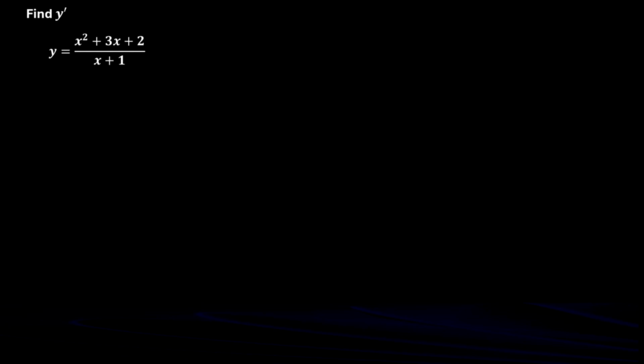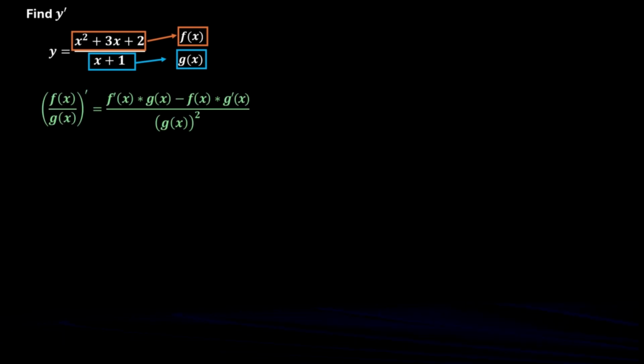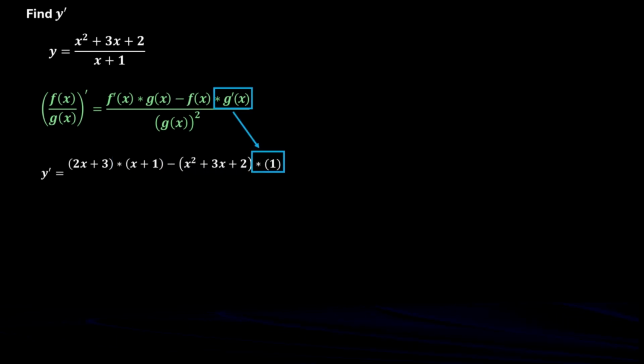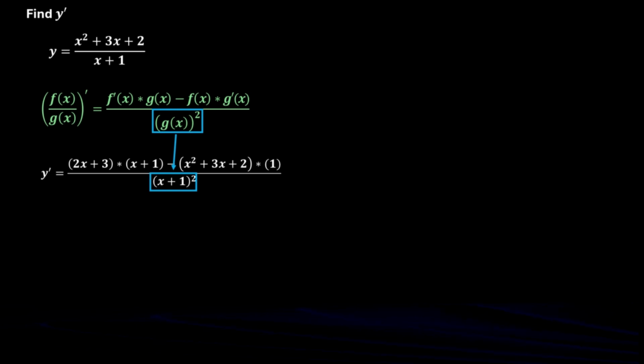For this next problem, let's find the derivative of y equals x squared plus 3x plus 2, all divided by x plus 1. Starting off, let's let f of x equal the numerator, and g of x can equal the denominator, as per usual. So to take the derivative of y, we'll need to use the quotient rule. We get the derivative of y is equal to the derivative of f of x, which is 2x plus 3, multiplied by g of x, minus f of x, multiplied by the derivative of g of x, which is just 1, all divided by g of x squared.